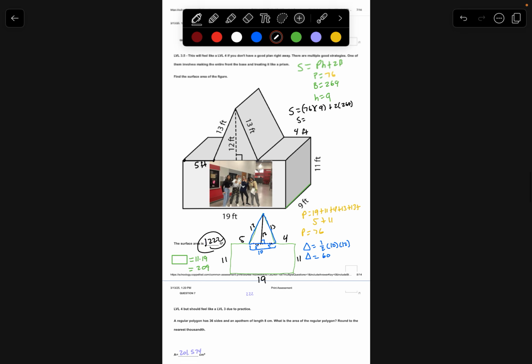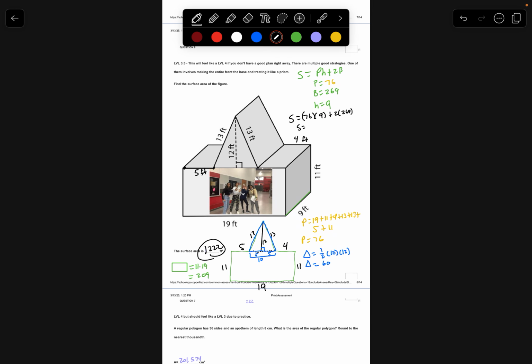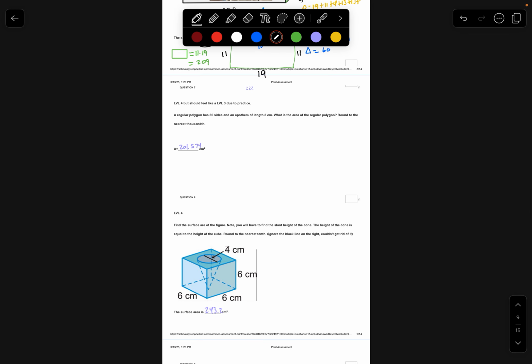1222. I don't know if I accidentally erased it or where it went. But there we go. Hopefully that's the right answer. I should double check. I try to keep my answers correct. And that is the answer I got. Yes. Okay. Moving on. Number 7.